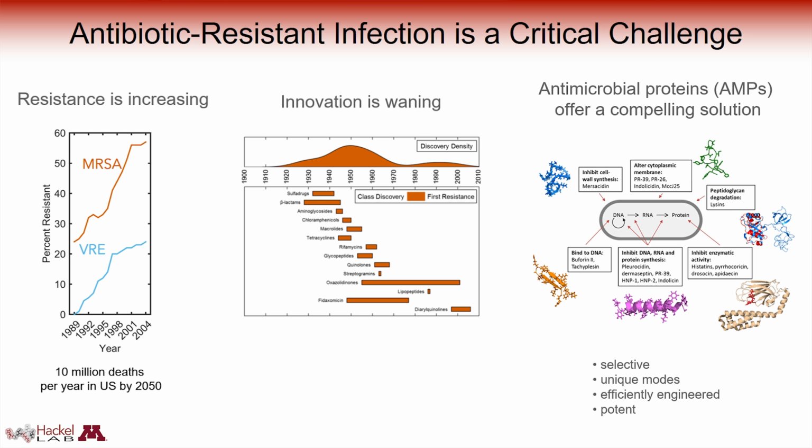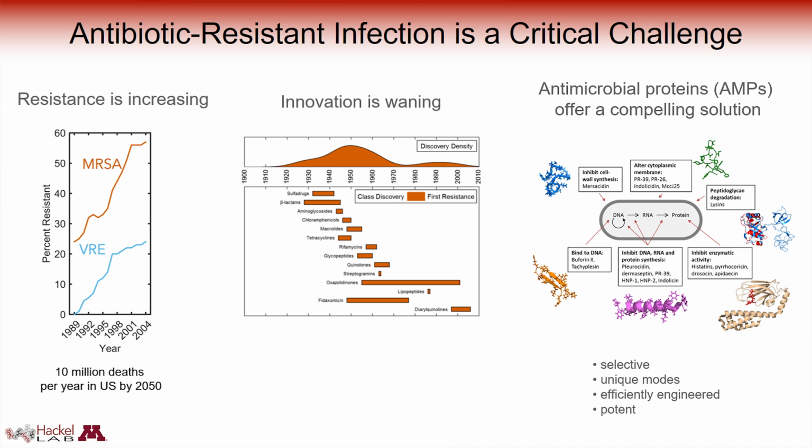They can also be very efficiently engineered. So if we do develop a new AMP and use it, and eventually the microbes develop resistance, which is likely to occur, we can go back to our protein engineering platform and efficiently find the next version, and the next version, and the next version. So I think kind of a sustainable engineering approach is actually quite relevant and important here.